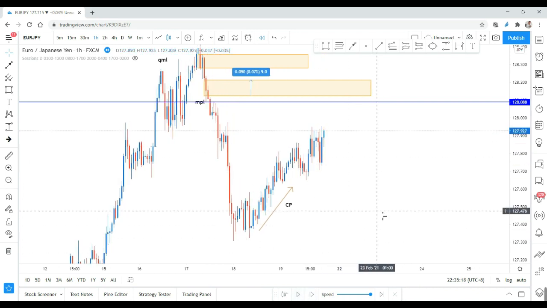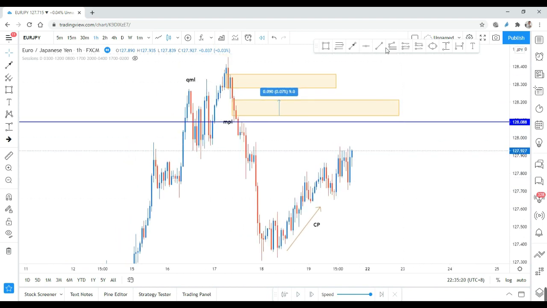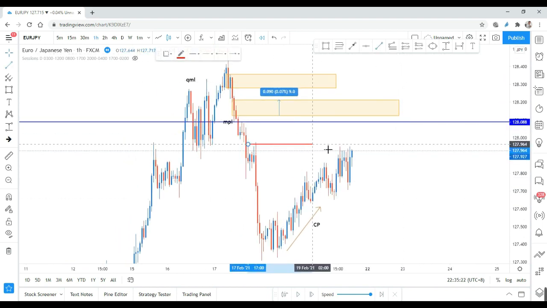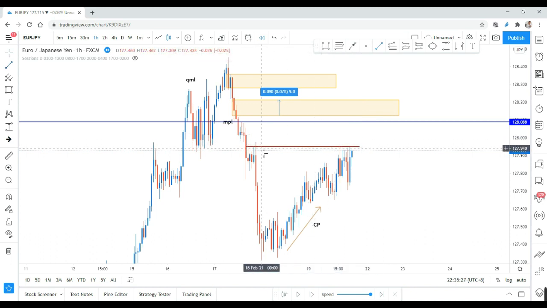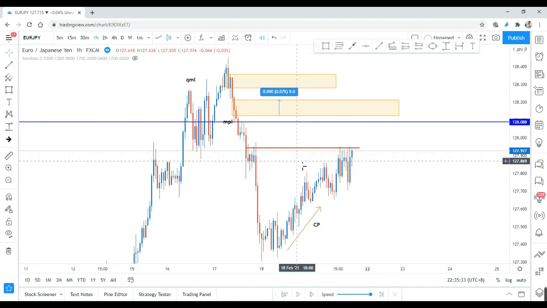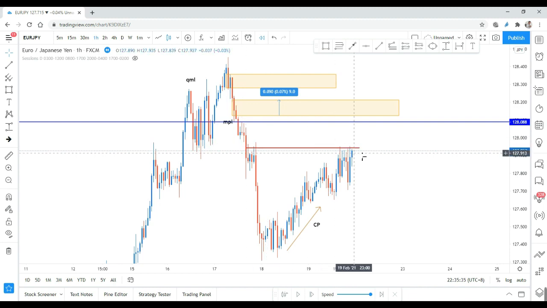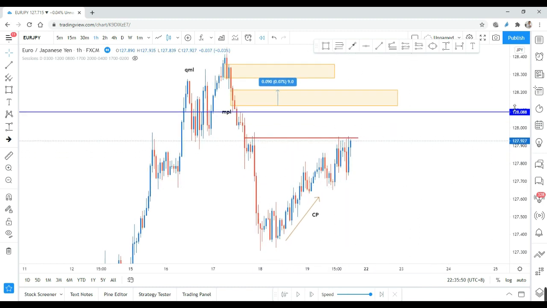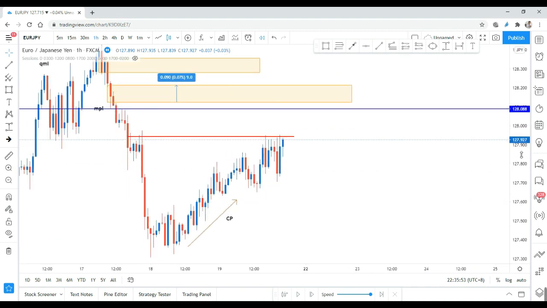Nicely done, this is even better. In this movement, can you see that there is a lot of rejection? This is what we call a fake out. This one may be R1, R2. R is resistance, and S is for support. So there is a lot of R1, R2, R3, a lot of resistance. This is the bonus of this video.